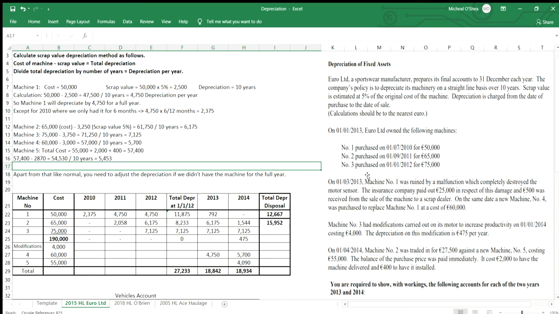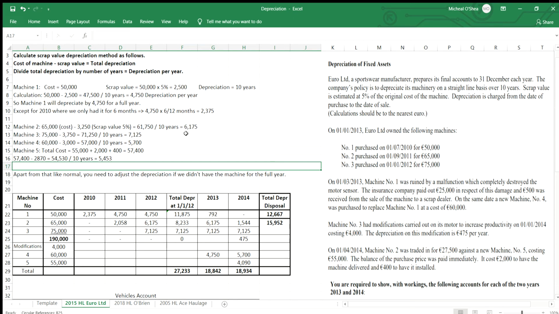Machine number 2 cost 65 grand. Again, for 2011, we did not have it for the full year. When I calculated the depreciation per year, it was 6,175. But I only had it for 9, 10, 11, 12. I had it for 4 months in 2011. So 6,175, find 4 out of the 12 months, and it gives me 2,058. So that's depreciation for 2011, the first year where we didn't have it for the full year. But for 2012, we had it for the full year.